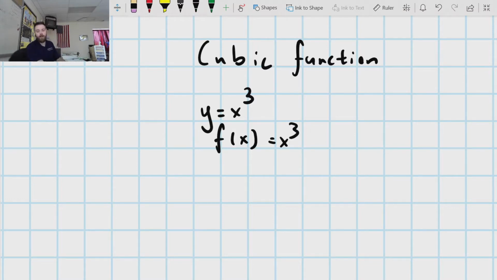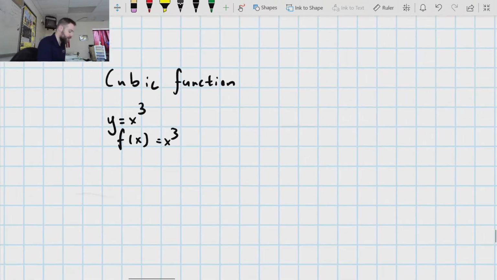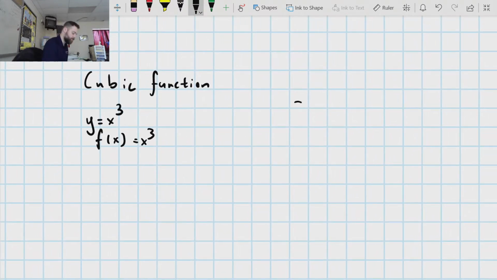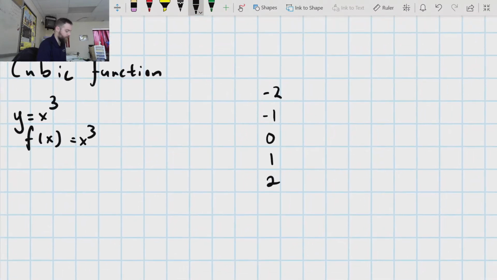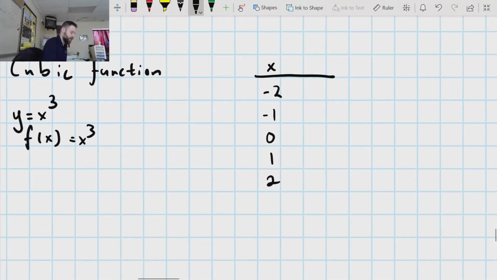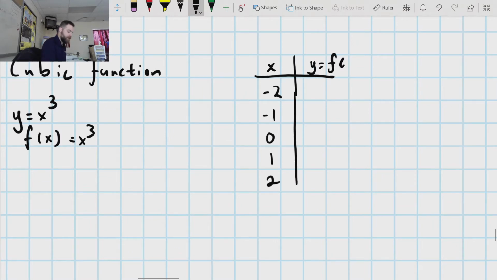For the cubic function, I specifically like to go from -2 to +2, and you'll see why, because these numbers will get large very fast. Something to recap is that whenever I plug a number into any type of polynomial, if you're going to use your calculator, make sure you're putting that number in parentheses. With the cubic function, if you plug in a negative, you get a negative, because whenever you cube a number, you're multiplying it by itself 3 times. Just remember that the negative carries.